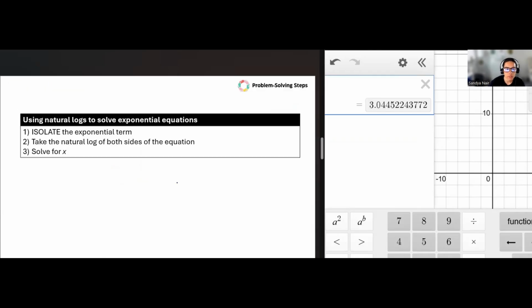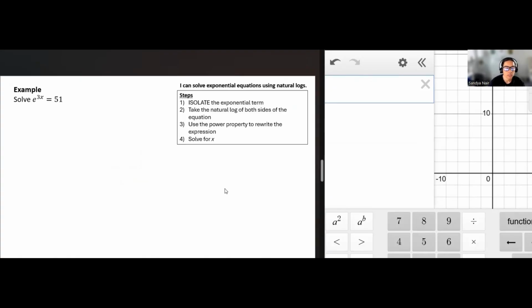So when we have to solve exponential equations that have a little bit more problem solving involved, we're always going to start off by isolating the exponential term. And then you're going to take the natural log of both sides of the equation once that exponential term has been isolated, and then go ahead and solve for x. So let's try this example.